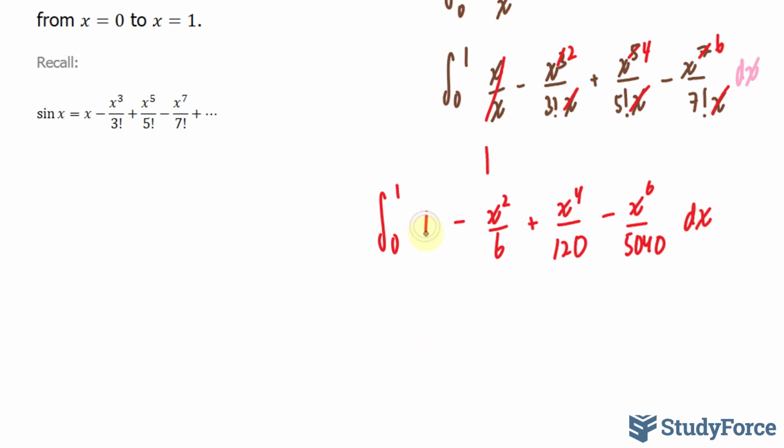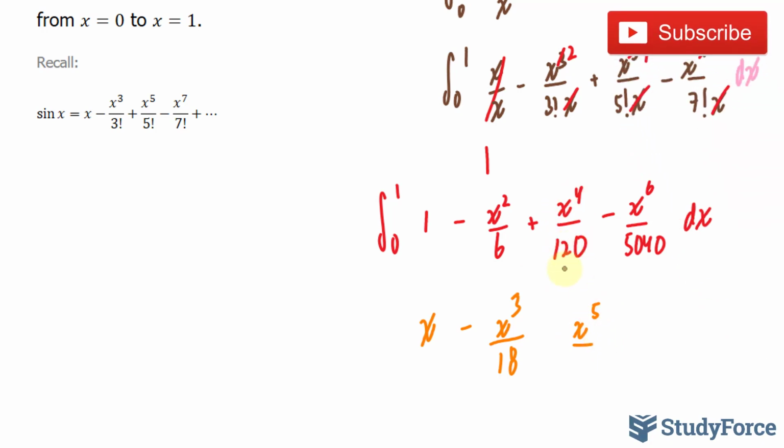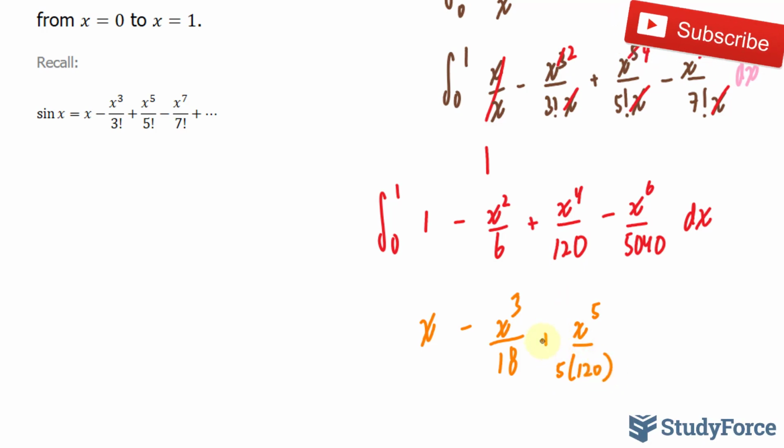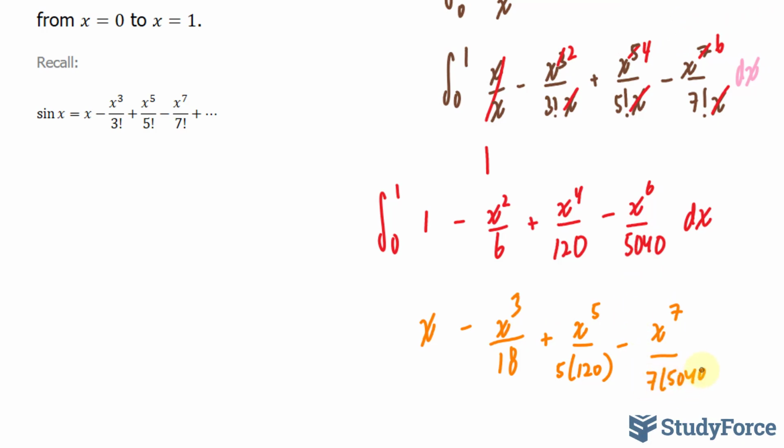In fact, the antiderivative of 1 is equal to x. The antiderivative of the following is equal to minus x to the power of 3 over 6 times 3, which is 18. This becomes x to the power of 5, and the 5 gets multiplied to 120. So 5 times 120, minus x to the power of 7 over 7 times 5040.